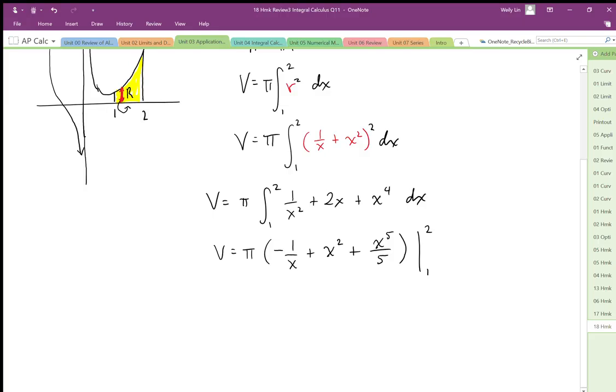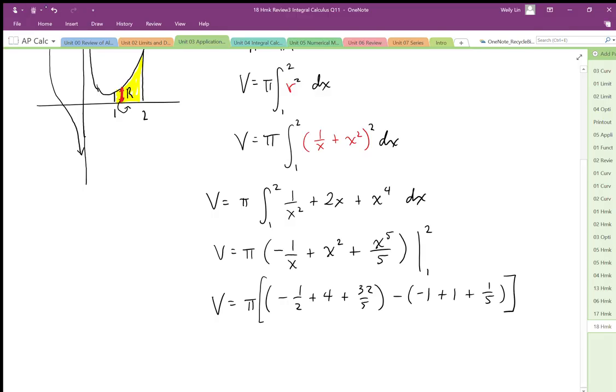Now at this point, we're going to substitute in to get our volume, so we end up with pi times negative 1/2 plus 4 plus 2 to the power 5, which is 32 over 5. And then we're going to subtract when we substitute in 1, so we're going to end up with negative 1, plus 1, plus 1 over 5. Okay, so there's our value.